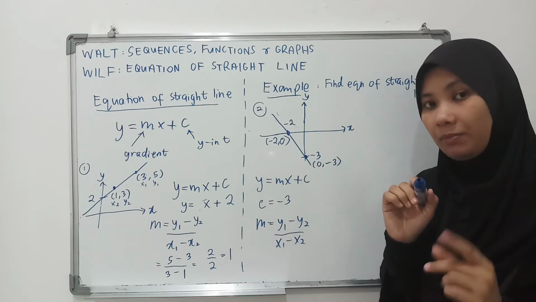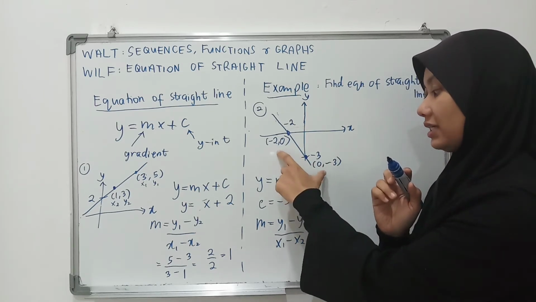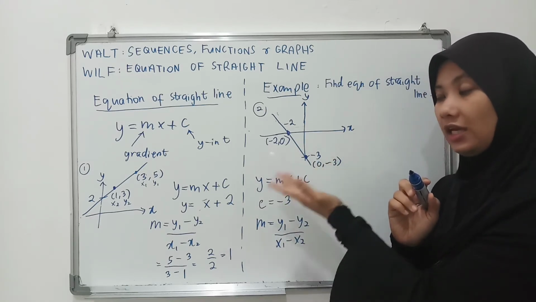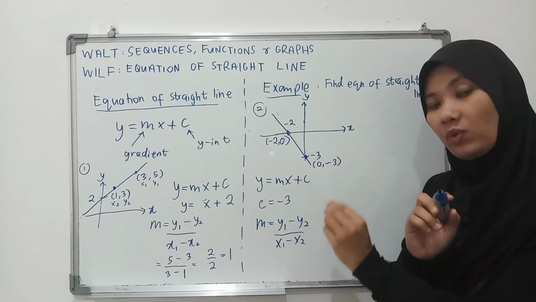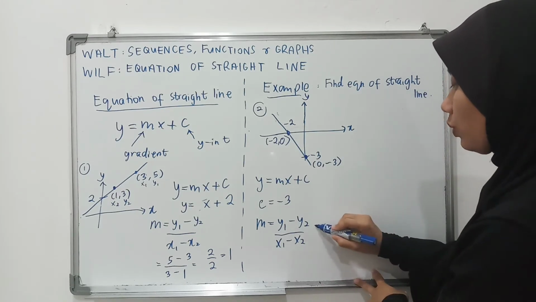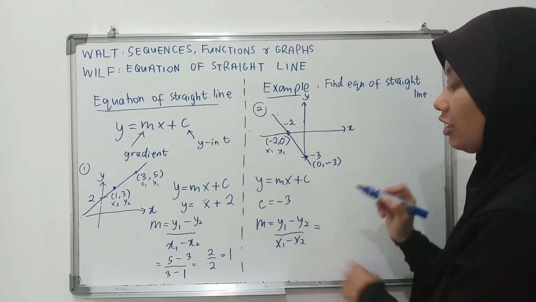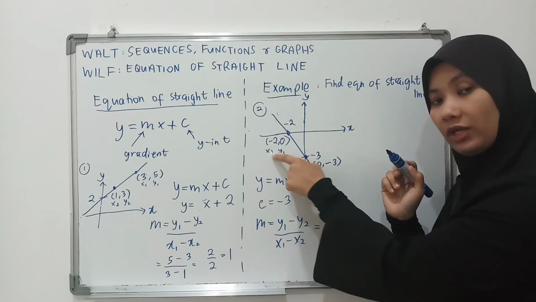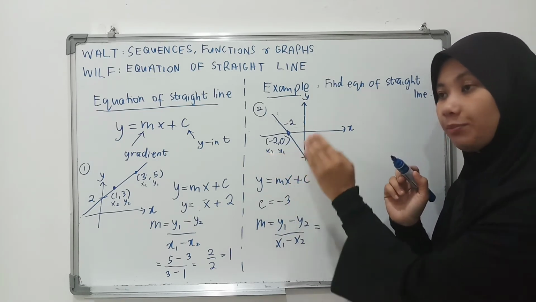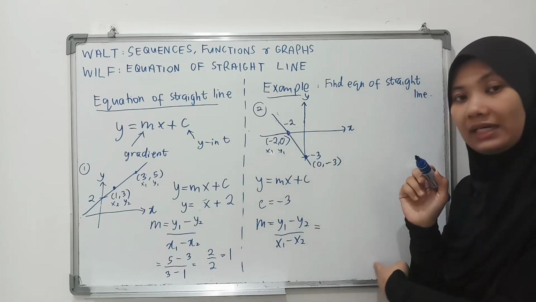I will explain personally. Okay, so now we have 2 points here: (-2, 0) and (0, -3). Okay, so let one of it be x1, y1, another one be x2, y2. Okay, so let me take that one as x1, y1. You don't have to put down x1, y1, but I write it down because I want to make sure everybody can follow my calculation.